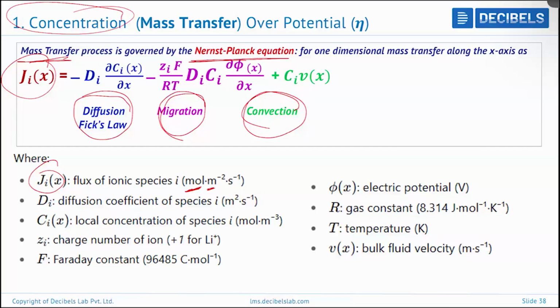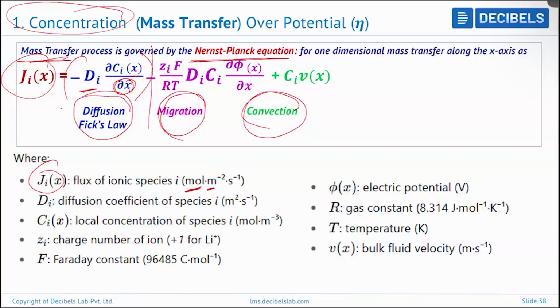Diffusion is equal to minus D_i, the diffusion coefficient, times the concentration difference, dC_i, where i means the ith species, the difference in concentration at a distance x. X is the distance from the electrode into the solution, and dx is the distance between that ion and the electrode interface.